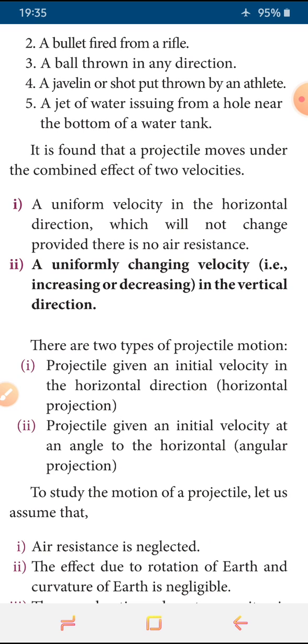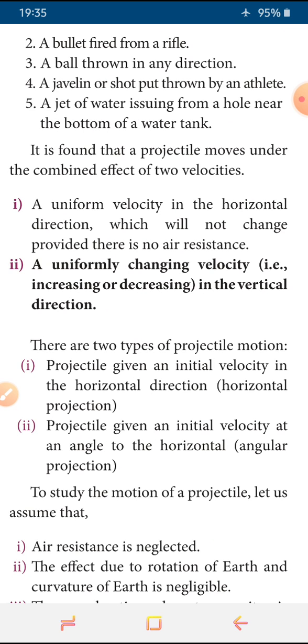And there are two types of projectile motion. One is it is moving along the horizontal direction, and next is it is moving with an angle to the horizontal direction. So we are throwing the object with a certain angle. So these two types of projectile motions are there.